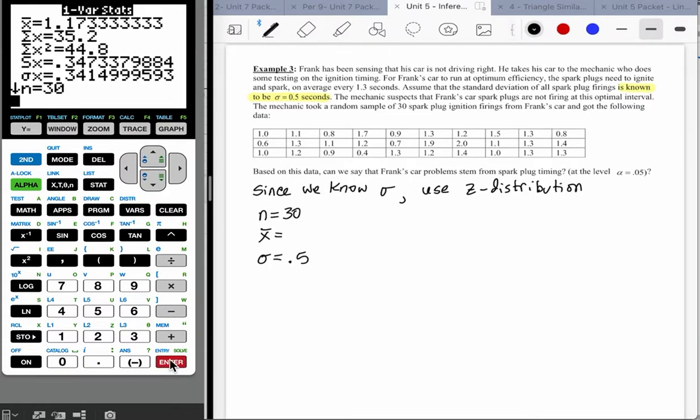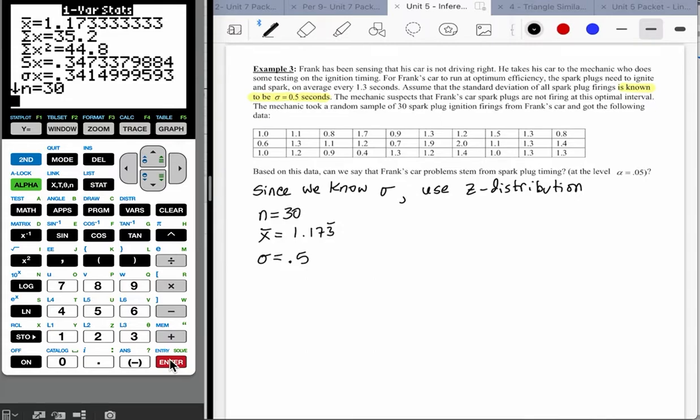We get 1.173 repeated. I'll just throw the repeated on there. All right. It really doesn't matter. I mean, if you go to 3 significant digits, you could write those down on paper. We're still going to use the most accurate form in the calculator anyway.